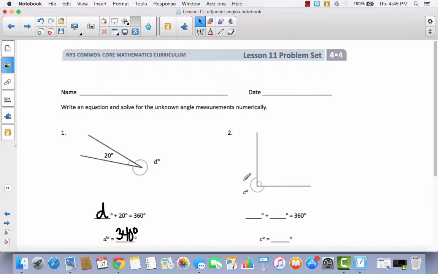Okay, look at this one. Again, we have one full turn. Now, it doesn't tell us the measurement of this, but we can tell because this symbol tells us what?